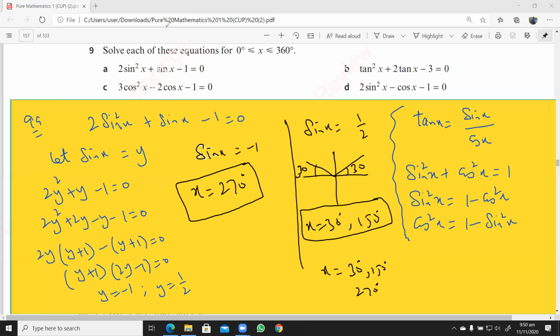Now let's do this part C or B. B is again a simple question. You can suppose your tan X is Y, enough? So I'm just leaving this B up to you. So I'll be doing one of these, C and D.